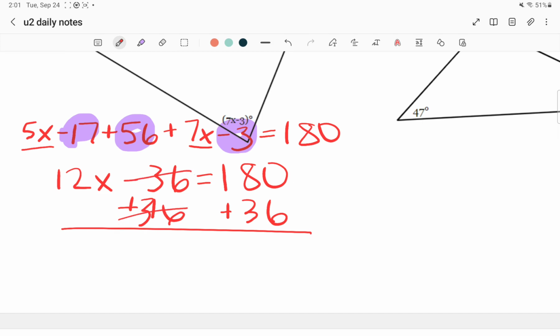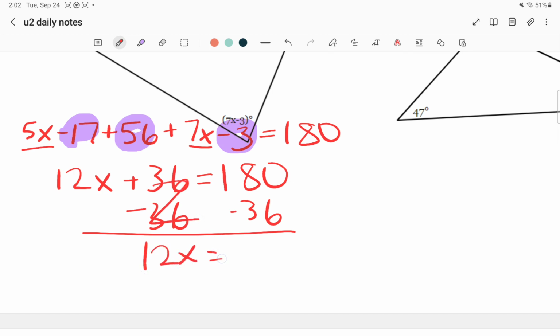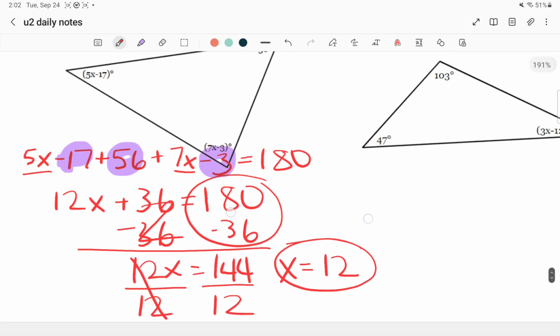Or no, that should be added already. My bad. That should be a positive 36. So I'm going to subtract 36 from both sides. And I'm going to do 12x equals 144 when I plug this into my calculator. And now I'm going to divide by 12. X equals 12. That's awesome.